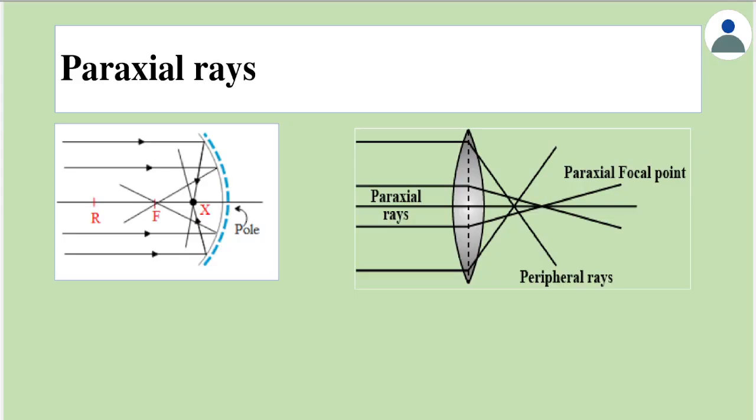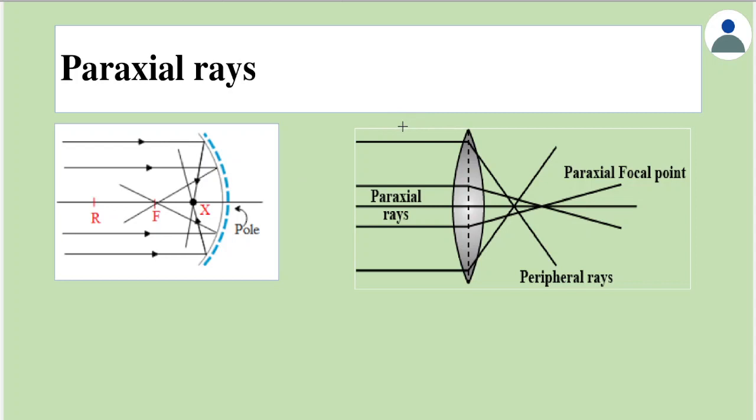The first thing to understand is that in the entire course of ray optics, we will be studying paraxial rays only. As the name tells us, this word is a combination of two words, parallel and axial, which means these are rays which are parallel to the principal axis. So the entire assumption in this course is only for paraxial rays.